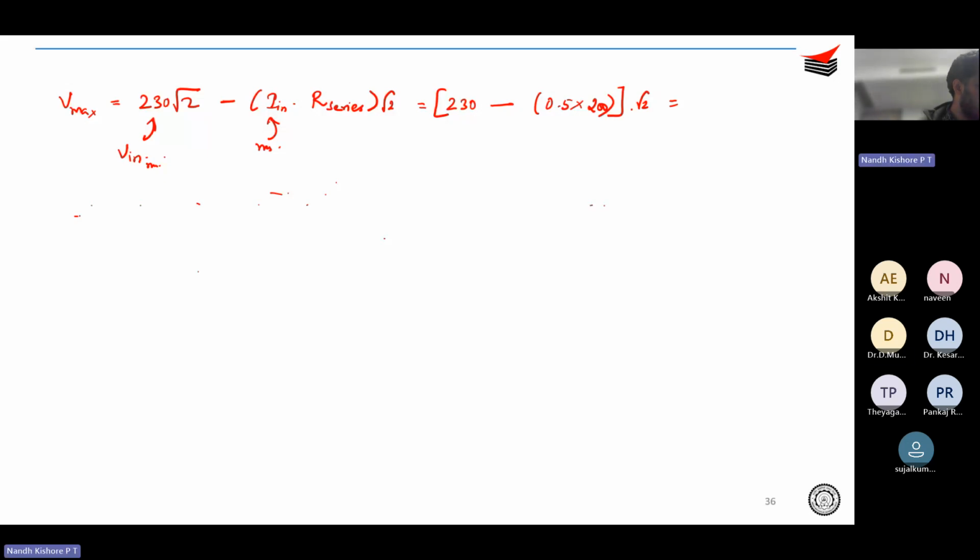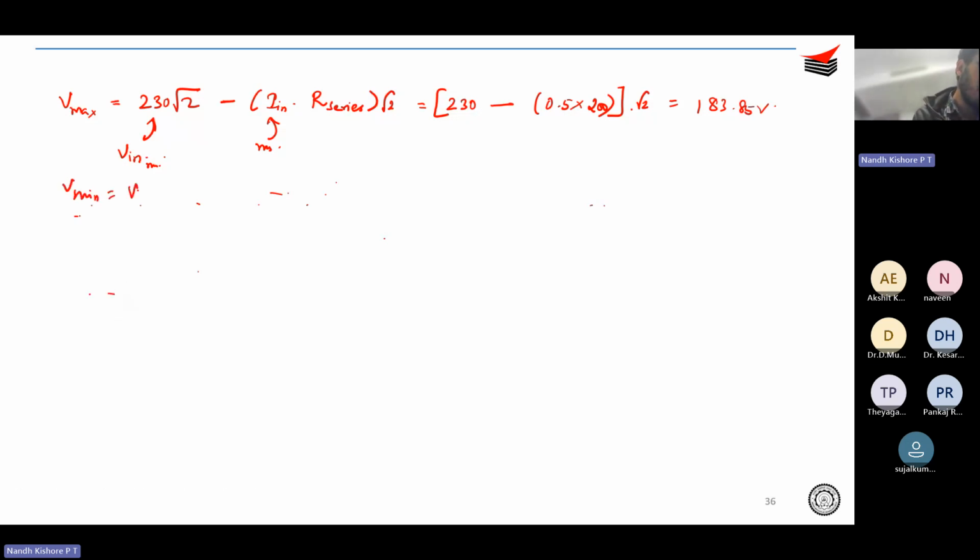So if you calculate that, 230 minus 130, so 130 root 2. Yeah, so it will be somewhere around 183. Okay, so this will be your Vmax.